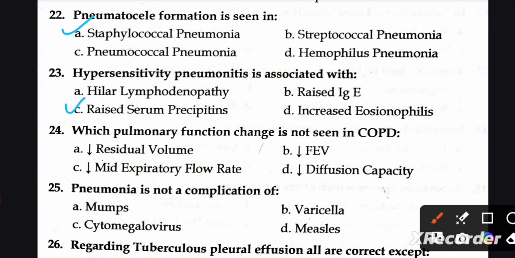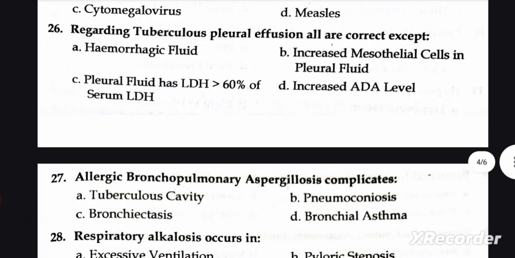Next question is: which pulmonary function change is seen in COPD? A. decreased residual volume, B. decreased FEV, C. decreased mid expiratory flow rate, and D. decreased diffusion capacity. Right answer is A. decreased residual volume. Next question is: pneumonia is not a complication of A. mumps, B. varicella, C. cytomegalovirus, and D. measles. Right option is D. measles. Next question is regarding tuberculous pleural effusion.